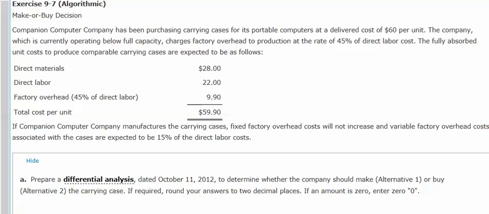And then, of course, as I read before, I'm expected to have fixed factory overhead costs will not increase, and variable factory overhead costs associated with the cases are expected to be 15% of the direct labor costs.